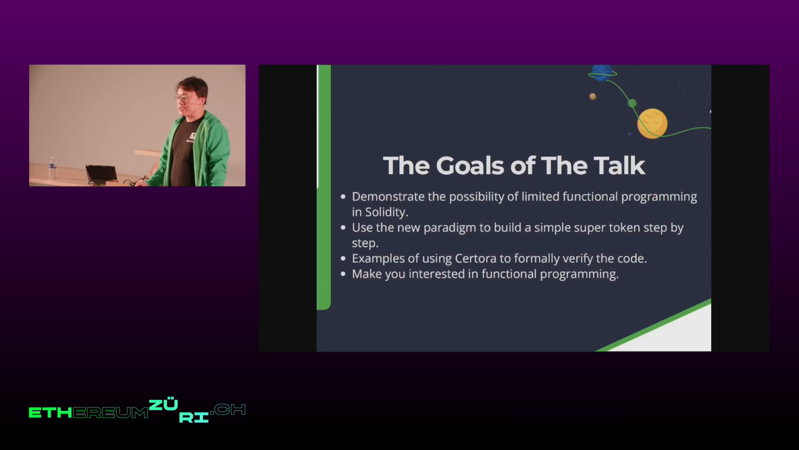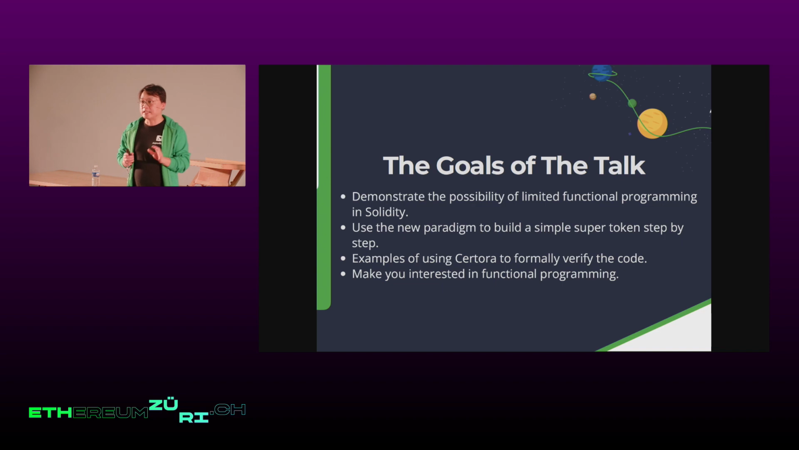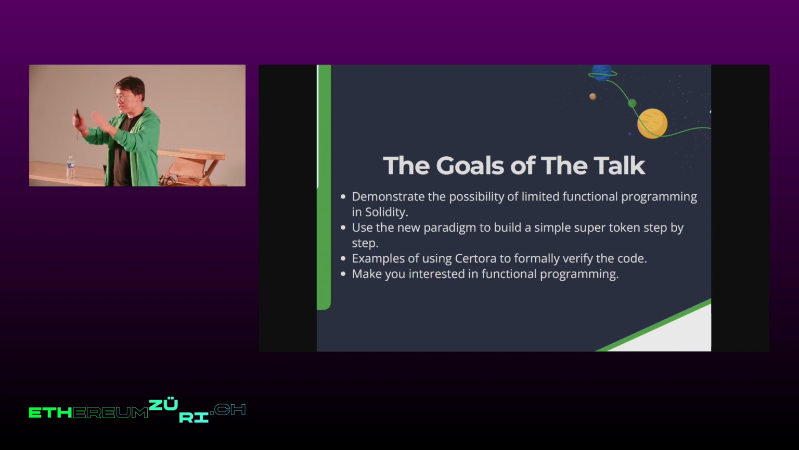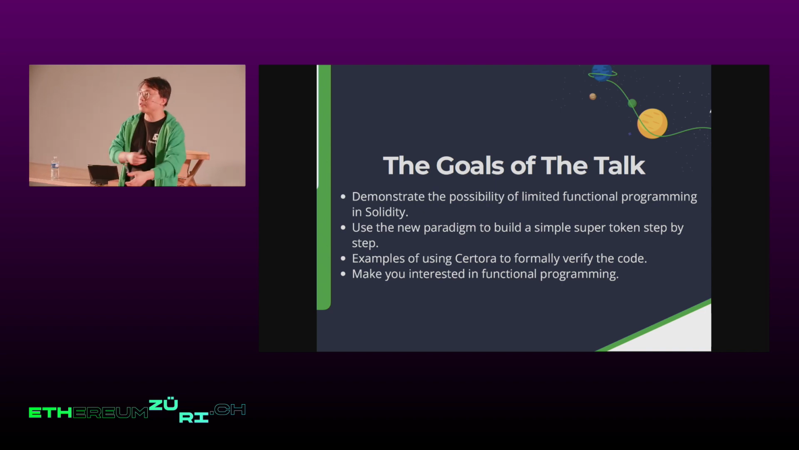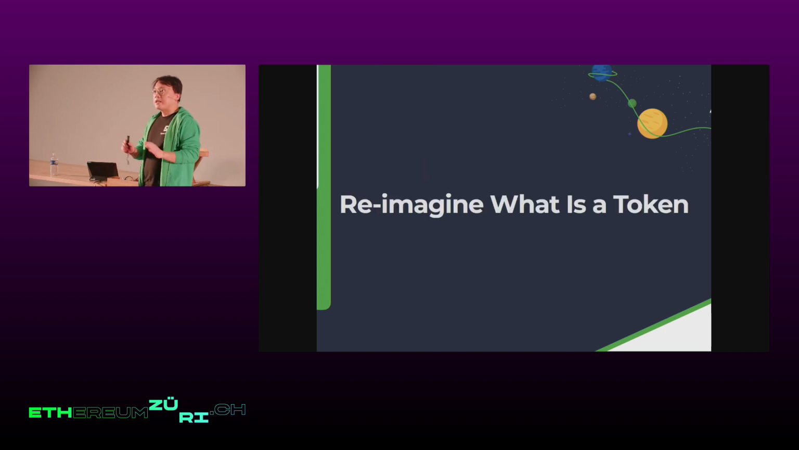So the goal of this talk is to demonstrate the possibility of limited functional programming in Solidity. The second is I use a new paradigm to build a simple super token step by step. So it's going to be involved, and I'll try to go at the right speed, but it's a short time. The third one is examples of using Certora to formally verify the code. I don't say it's complete, but just exploring the possibilities. And last, if you are not familiar with functional programming yet, it's to make you interested in functional programming in general.